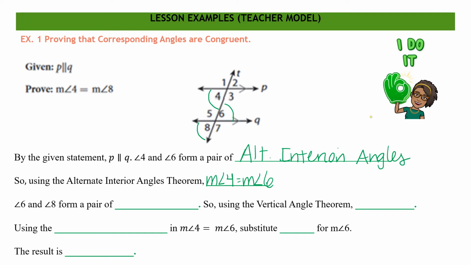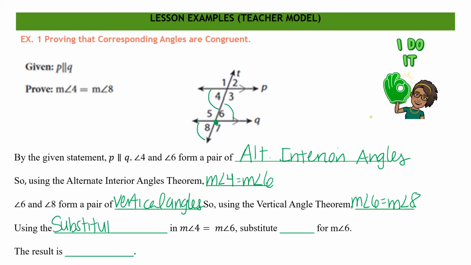Now, if I look at angle 6 and angle 8, we see that they form a pair of vertical angles. We know they're vertical angles because they share a common vertex here and that they are opposite of each other. So using the vertical angle theorem, I can say the measure of angle 6 is equal to the measure of angle 8.